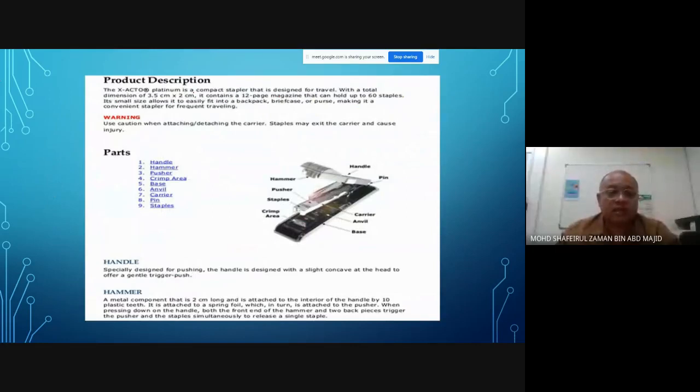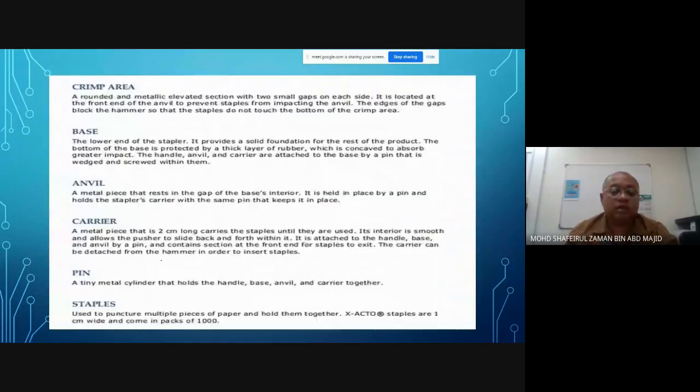As you can see, this is a stapler. It's very simple. And as I have mentioned to you, when you are describing a product using technical description, you are going to go with the part by part approach, starting from the handle until the staples. So altogether, there are 9 main parts for a stapler. When you are describing it, as you can see at the bottom of the page, you have the handle, the hammer. This is the continuation. So this is how you're going to write the technical description.